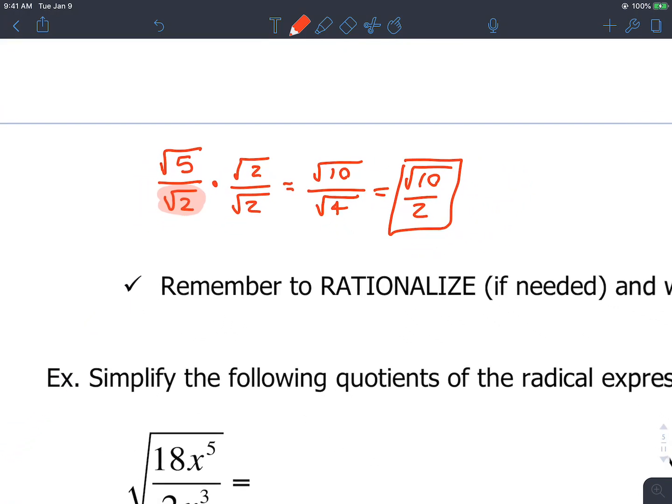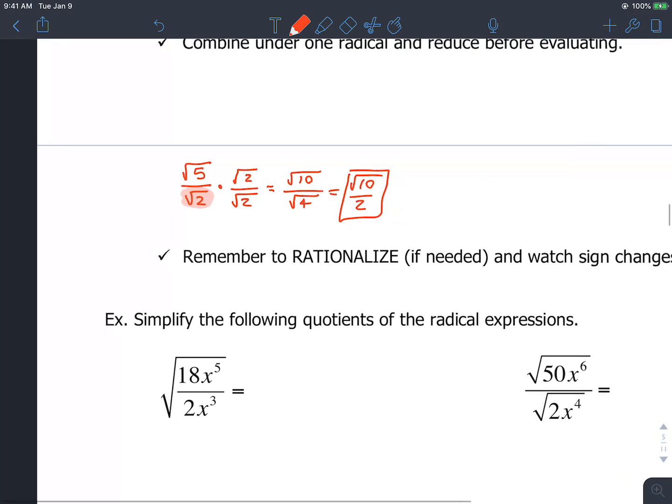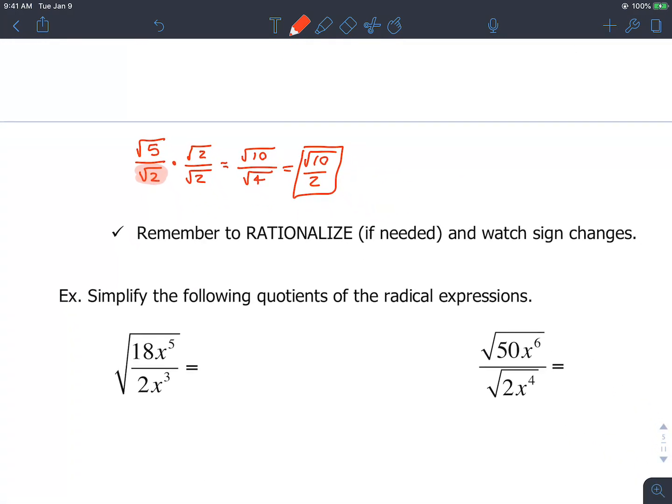So the whole idea of rationalizing is you're trying to get to one single radical. And then if you need extra help on that, you can probably find some videos online for that, or try to refer back to geometry. But we're going to use that whole idea. You're going to multiply the top and bottom by whatever the radical is in the bottom. That essentially makes this thing a perfect square or a perfect cube or whatever the type of radical that you have.